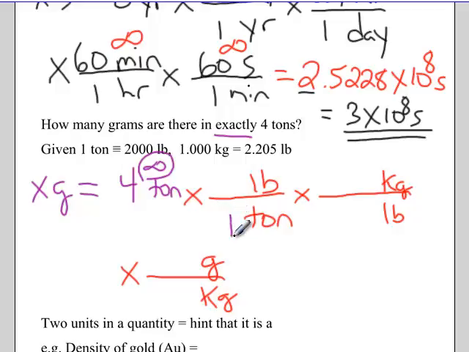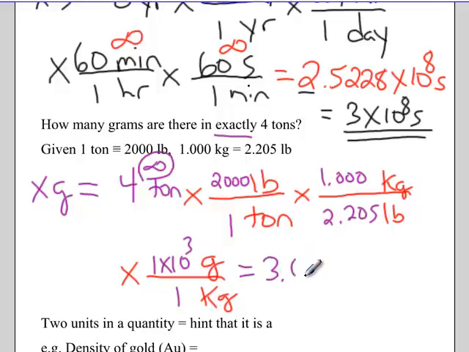And now we can use the fact that 1 ton is exactly 2,000 pounds. 1.000 kilograms is 2.205 pounds. And then kilo from table 2.2 stands for 10 to the third. That has to go in the opposite side of the fraction, in this case the top, because kilo is in the bottom. And our calculator answer, 3.62812 times 10 to the 6 grams.